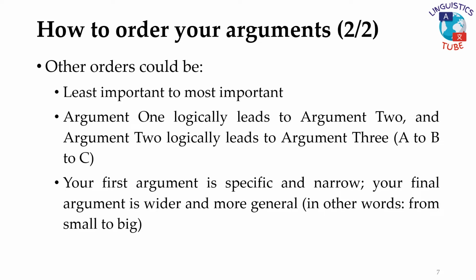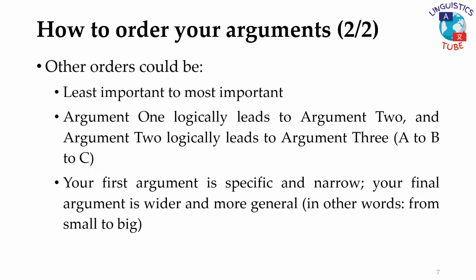A second possible order to use, which I highly recommend if it is appropriate for your situation, is when your arguments are not completely separate and individual. Instead, if you can identify an obvious logical link between your arguments, then a natural order will automatically present itself. That is, argument 1 logically leads to argument 2, and argument 2 logically leads to argument 3. This is more commonly referred to as A leads to B, and B leads to C.